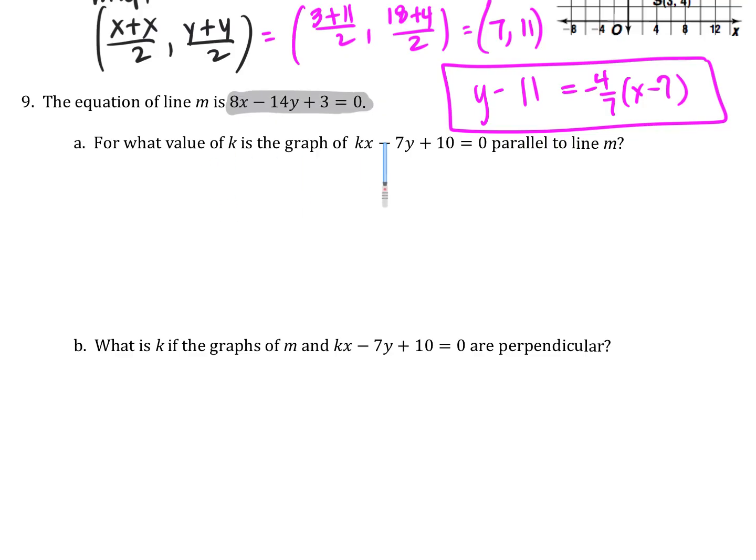They said for what value of k in this other line is this new line parallel to my original one? If things are parallel, what do we know about them? The same slope. Can we go get the slope from this? We can do it. You guys, do you want to add 14y or subtract 8x and subtract 3? Add 14y, dig it. So we got 14y is 8x plus 3. Let's go get that slope. What would that slope be?